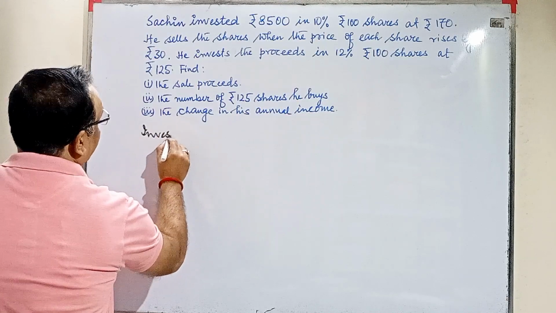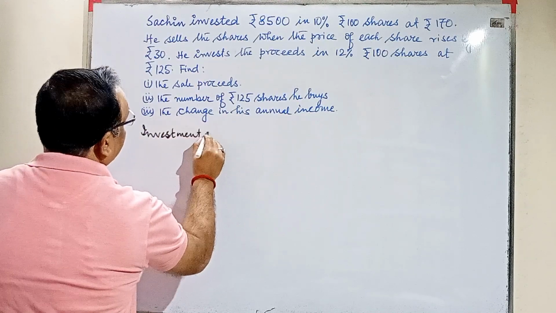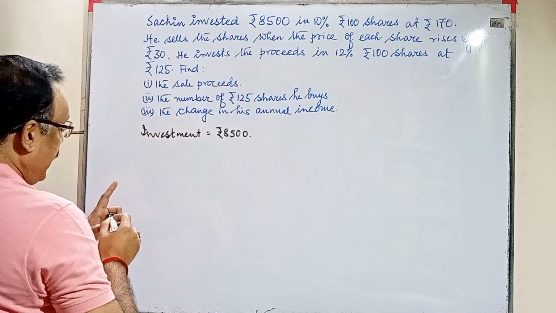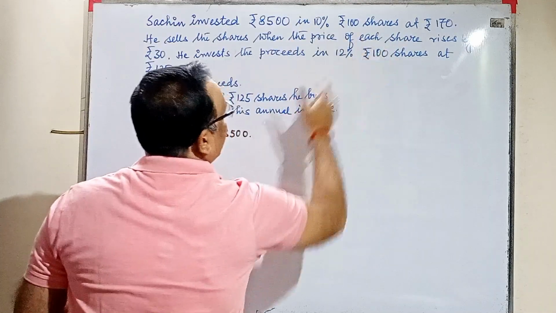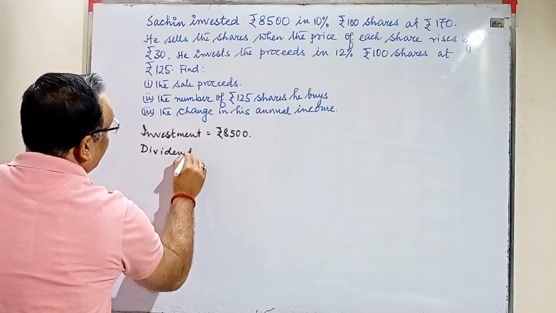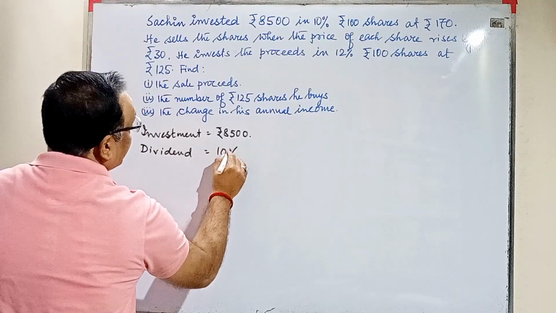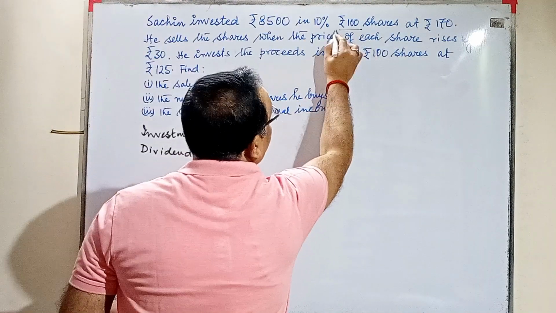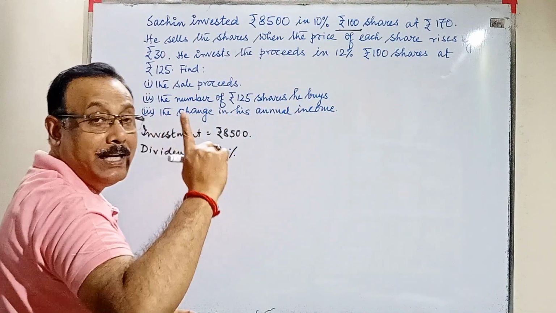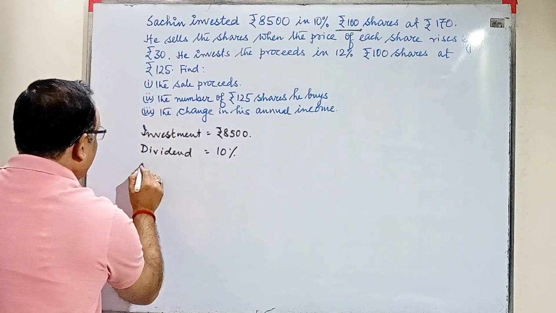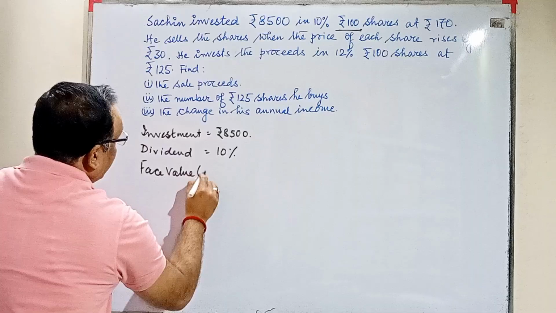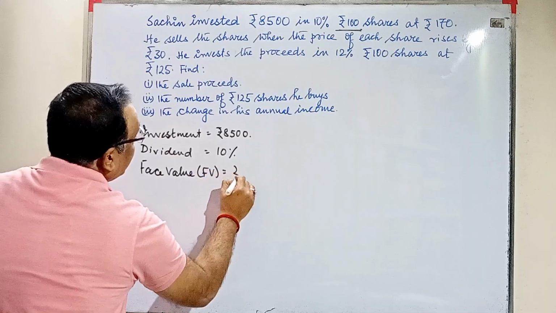So, investment is how much? Investment is rupees 8,500. In 10% rupees 100 shares, that means that 10% is called dividend rate. So, dividend is 10%. Rupees 100 shares. This 100 is called the face value, the original value of a share. That is the face value, we call it as FV. So, face value is rupees 100.